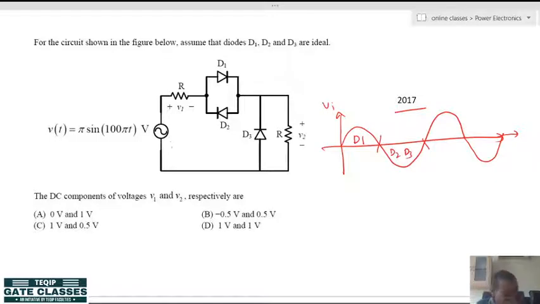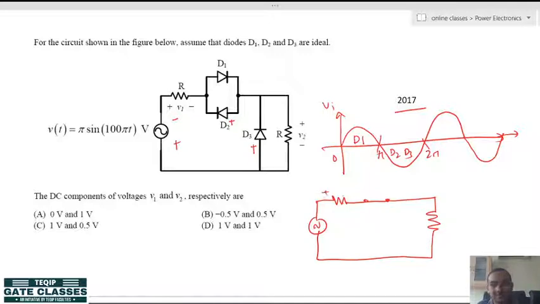See, because when the negative cycle comes here, what will happen? This D 3 will also be forward biased and this D 2 will also be forward biased. So, here what will happen? Let us draw the modified circuit for both the half cycles, from 0 to pi and pi to 2 pi. So, when 0 to pi is there, what will be the modified circuit? D 1 is on. So, just draw it. I am taking the diodes as ideal. So, the circuit will be like this. D 1 is on, D 2 and D 3 are reverse biased. So, they will be like an off switch and it will be like this.